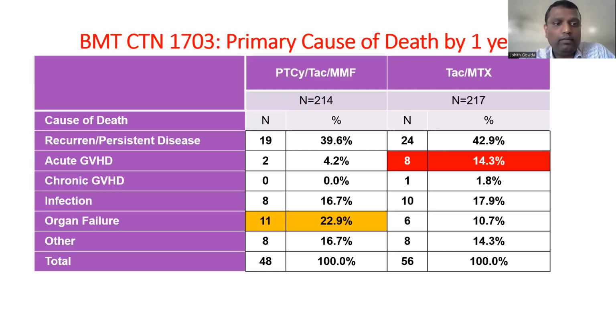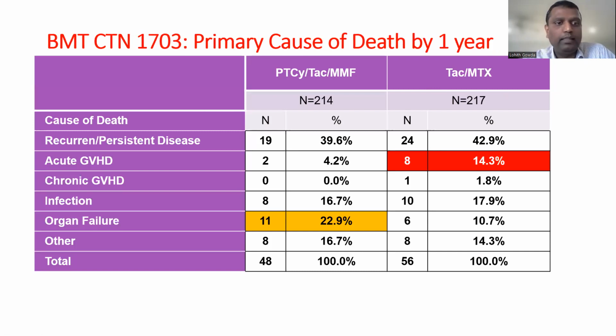Well, the risk of acute and chronic GVHD was significantly lower, but there did come up a concern about some organ failure, and we're looking through the full manuscript to see which particular organs were affected, as it was slightly higher in the post-transplant cyclophosphamide arm compared to the conventional care arm.